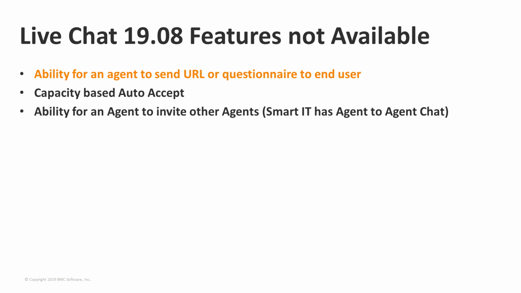You would have seen in 1908, we also did some ChatOps integration, which allows two agents to talk to each other through MS Teams. So there are various ways two agents can interact with each other. This ability for an agent to invite other agents is not ported over to the new interface.